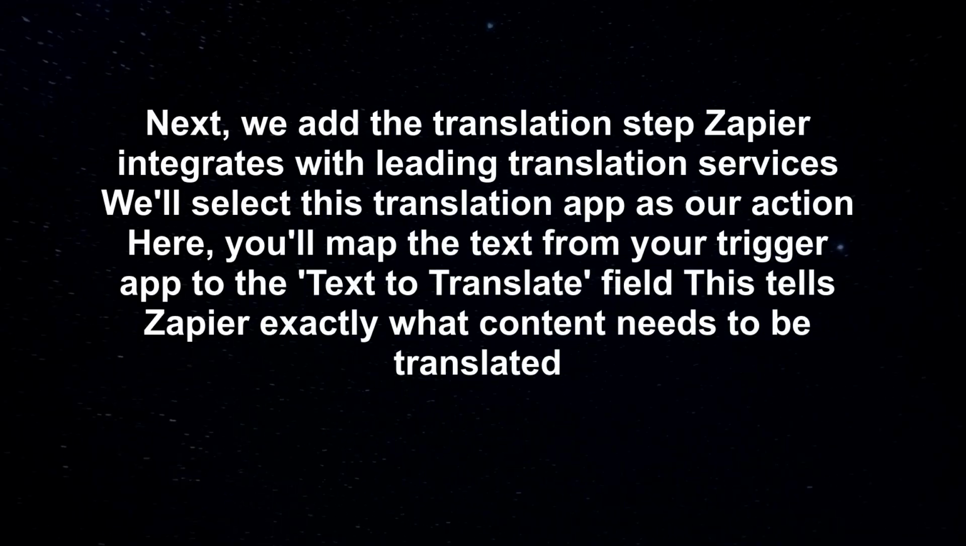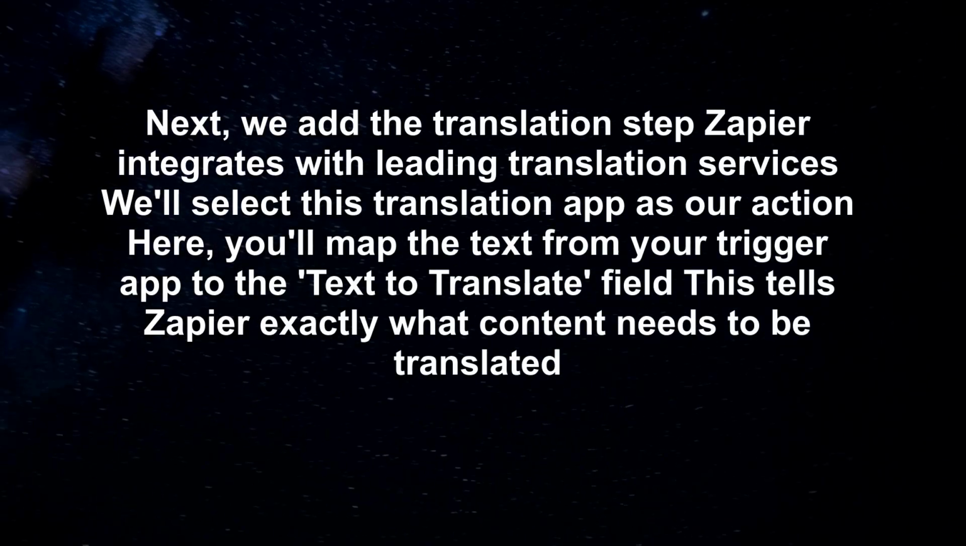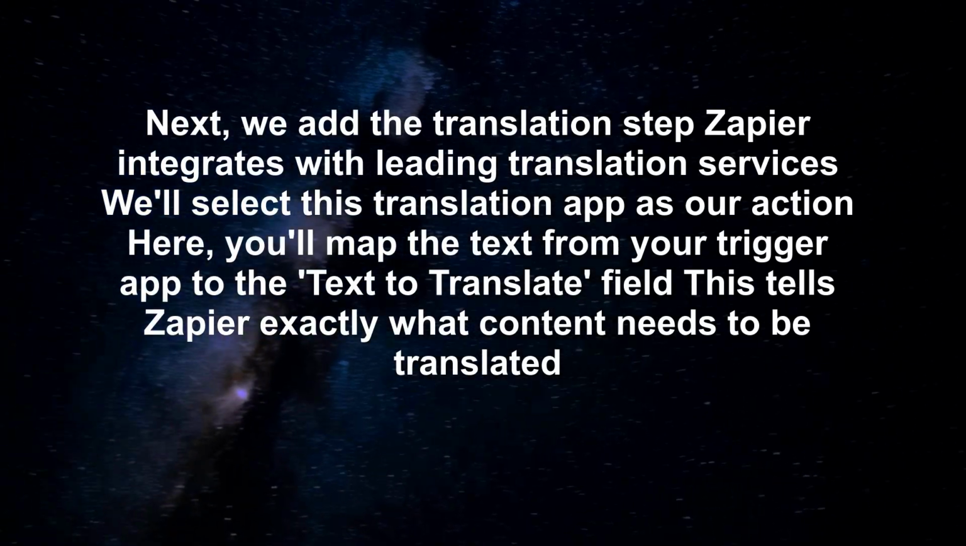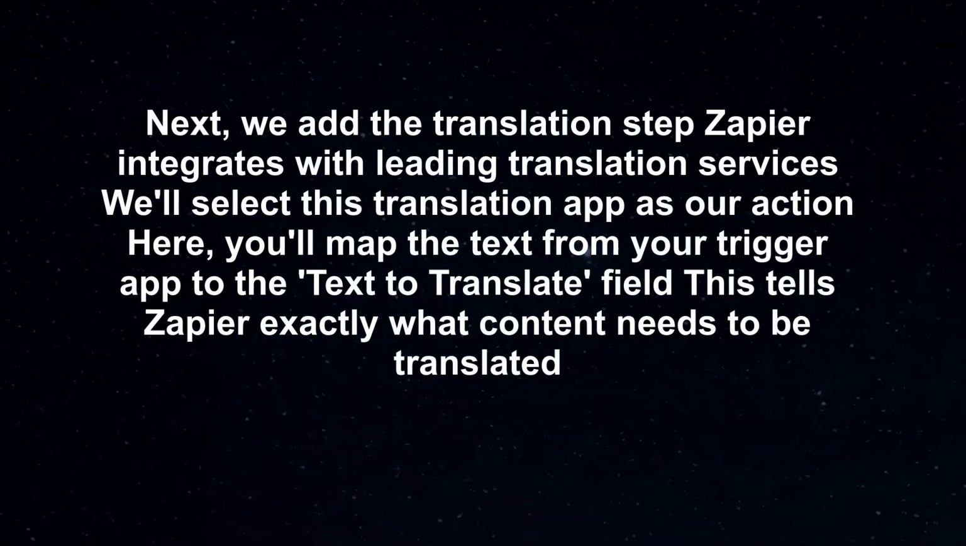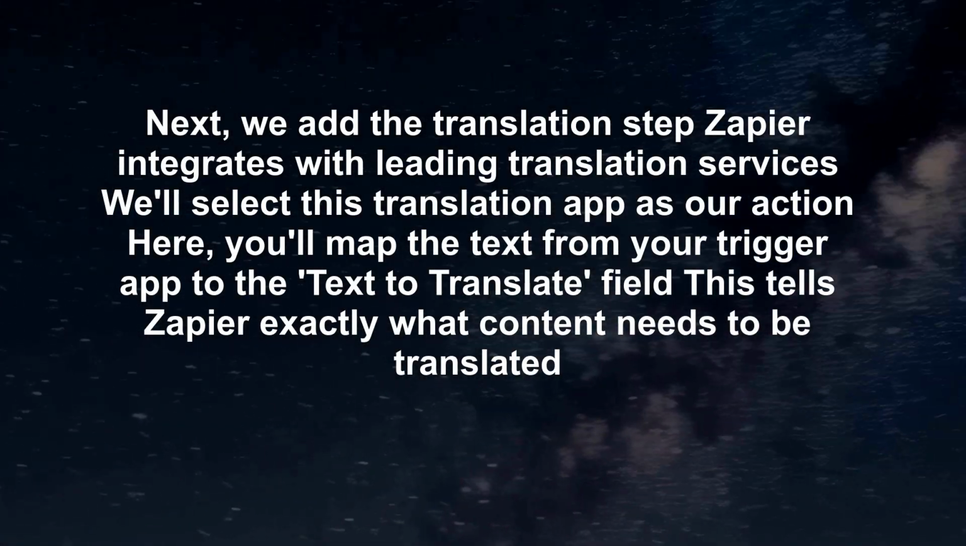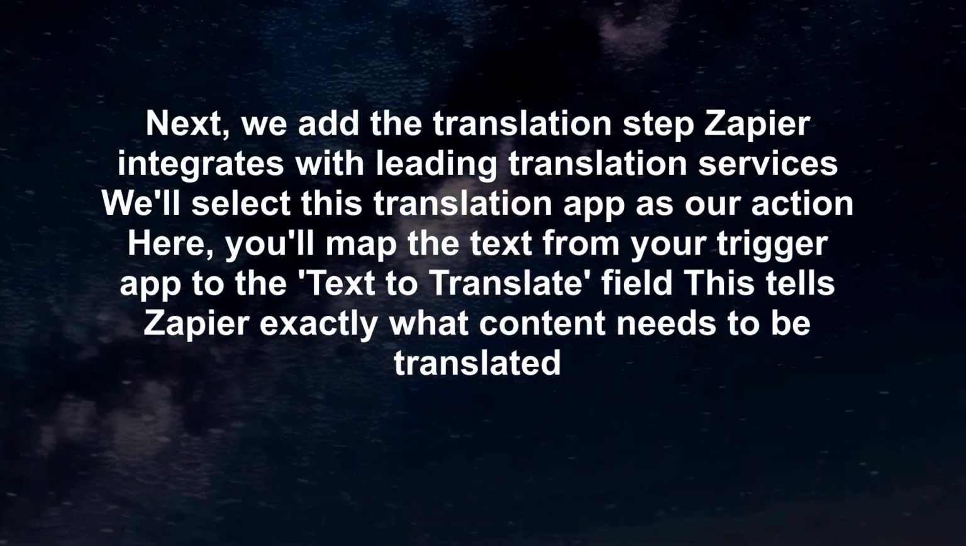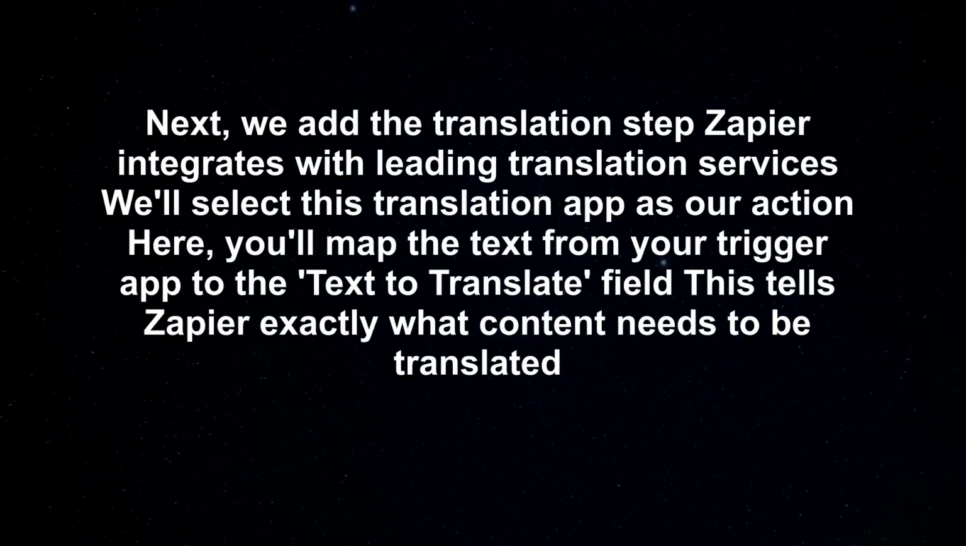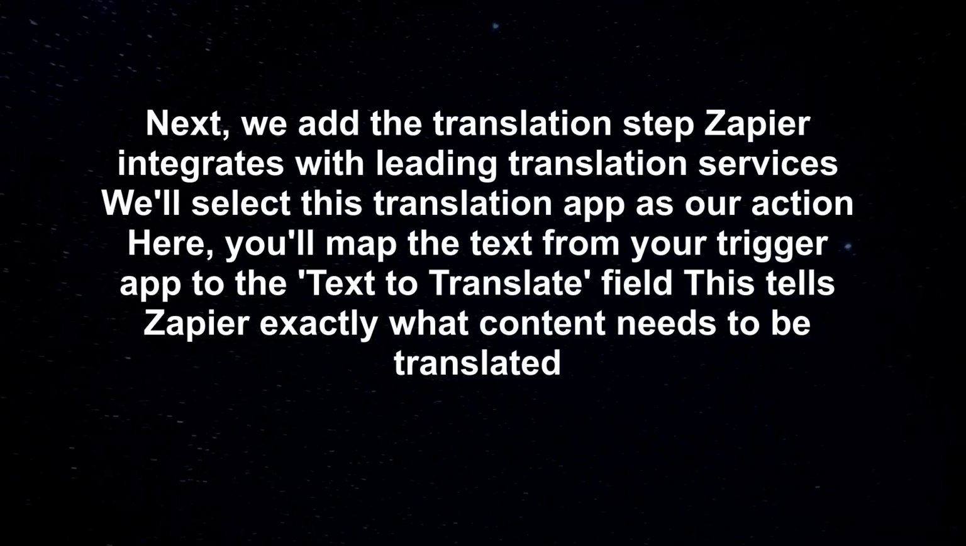Next, we add the translation step. Zapier integrates with leading translation services. We'll select this translation app as our action here. You'll map the text from your trigger app to the text to translate field. This tells Zapier exactly what content needs to be translated.